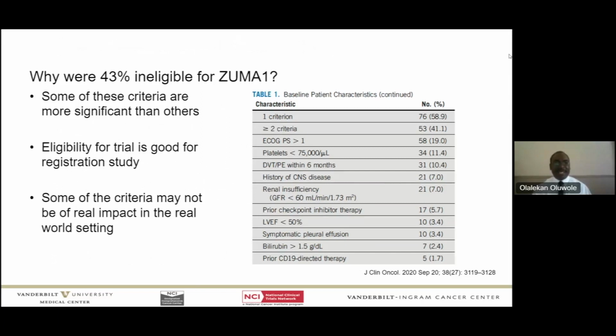Why were so many ineligible? What does that mean? You can divide ineligibility into multiple groups. Some are ineligible just because of a lab point. For example, in a registration trial, if the cutoff is 75,000 for platelets, if a patient has 74,000, they cannot go on. But is that 1,000 point difference? Does that really mean a lot clinically? Probably not. But there are some other findings there, though, that we think are quite interesting. Like patients with a low ejection fraction, they were still able to benefit, and that is interesting to note.